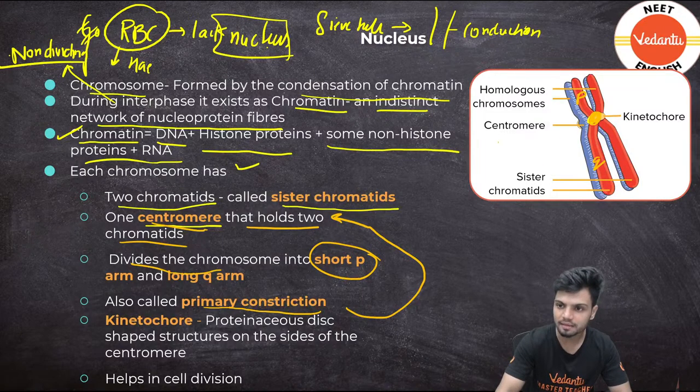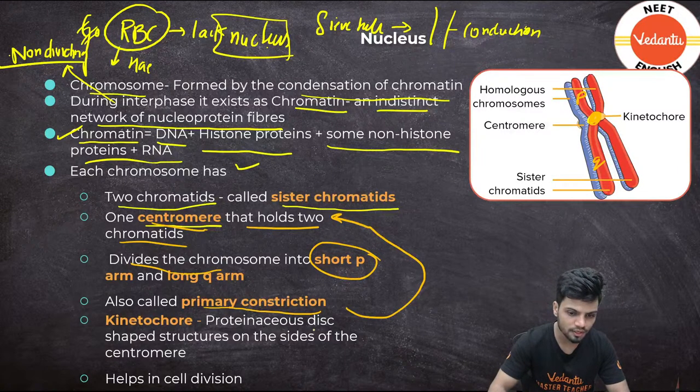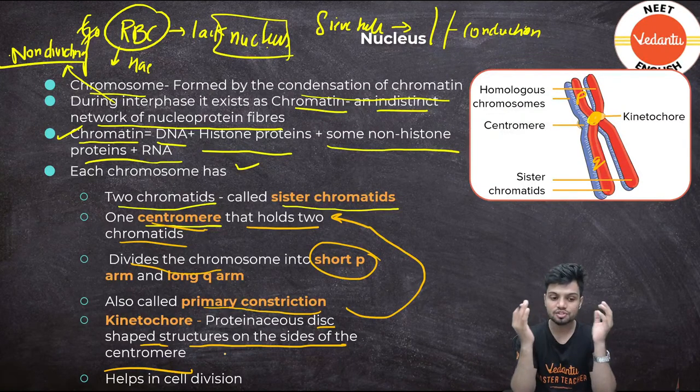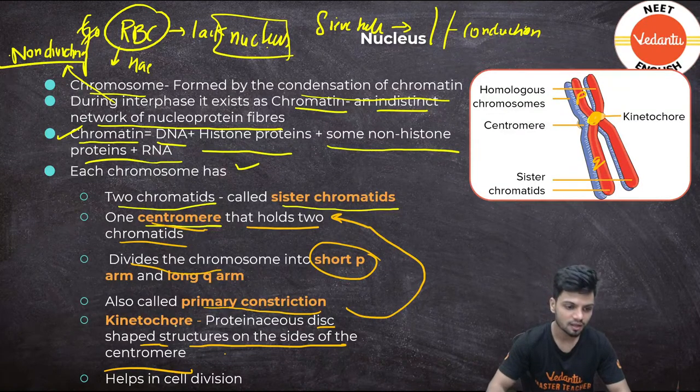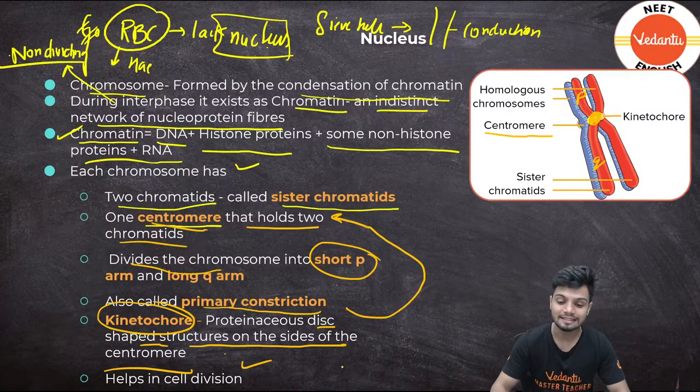Centromere here is the primary constriction. Now this primary constriction has a separate covering, that is a proteinaceous disc-shaped structure on either side of the centromere. On either side of your centromere, there is a proteinaceous sheet called the kinetochore. Kinetochore is completely covering the centromere. It helps in cell division.